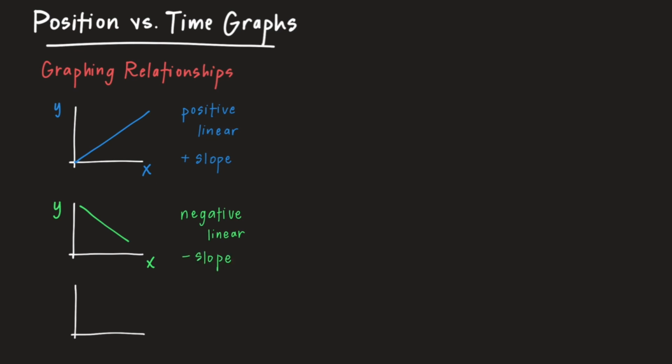Then for our third relationship, again, for any two variables that we are comparing, our relationship looks like this, which we call the no relationship because it has a zero slope. There's no slope, there's no rise over run. So we're going to take a look at what these three graphs will mean if we look at them as position versus time graphs.